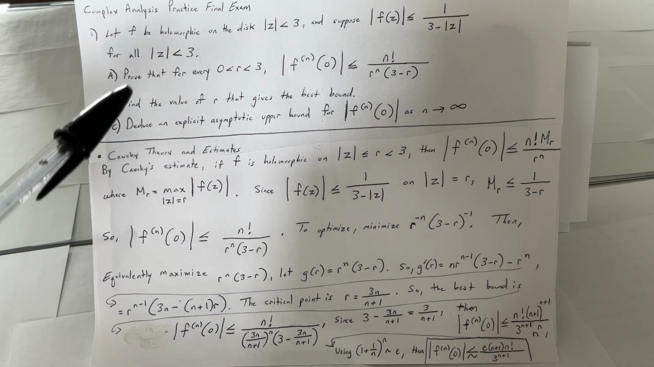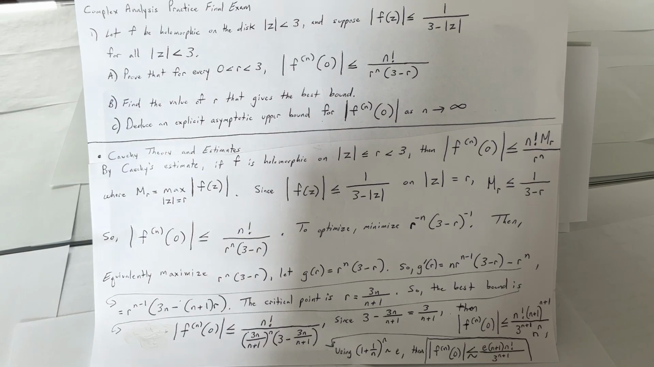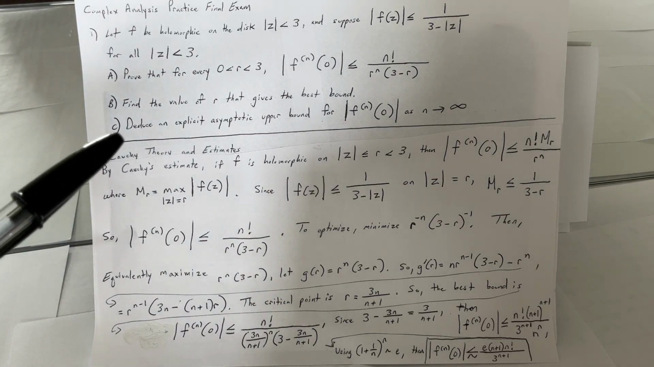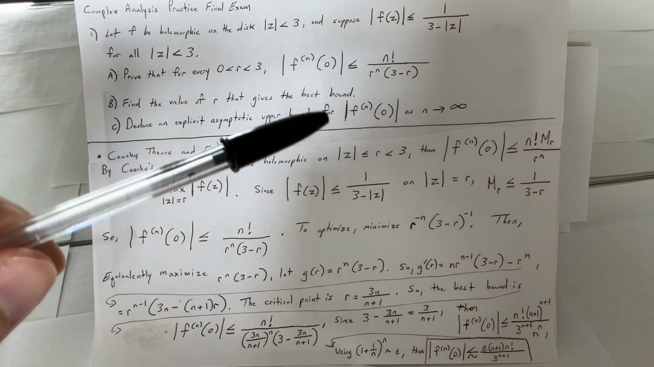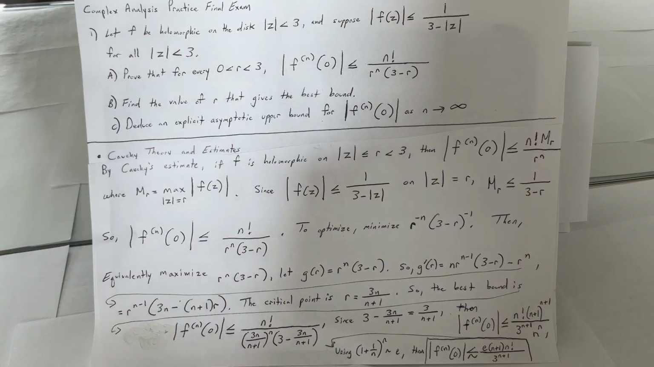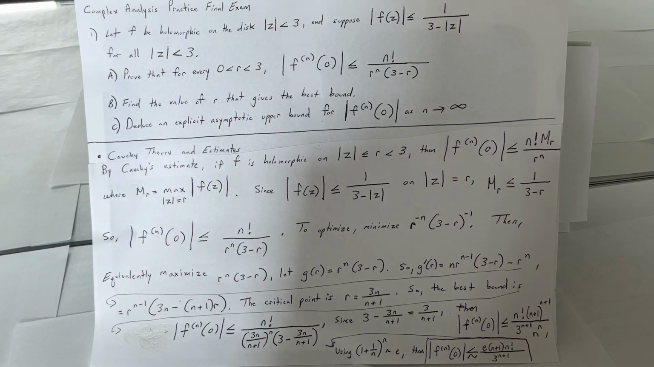Prove the following for parts A, B, and C respectively. Part A, prove that for every 0 less than r less than 3, modulus of f^(n) of 0 is less than or equal to n factorial over r to the n times the quantity 3 minus r. For part B, find the value of r that gives the best bound. And for part C, deduce an explicit asymptotic upper bound for modulus f^(n) of 0 as n approaches infinity.